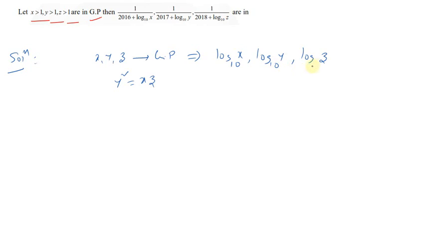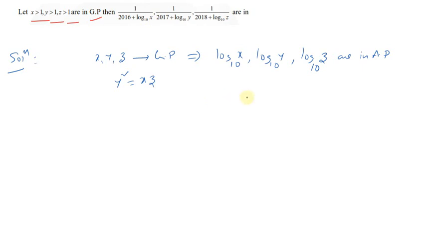All the positive numbers are in AP. You know this point. And come to this, whenever log x base 10, log y base 10, log z base 10 are in AP, you are adding 2016, 2017, 2018.